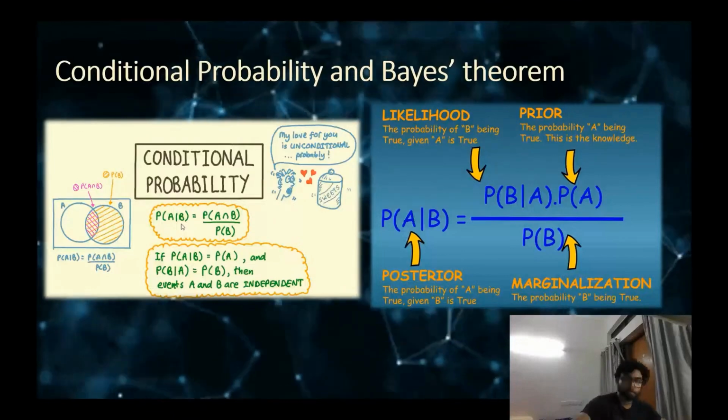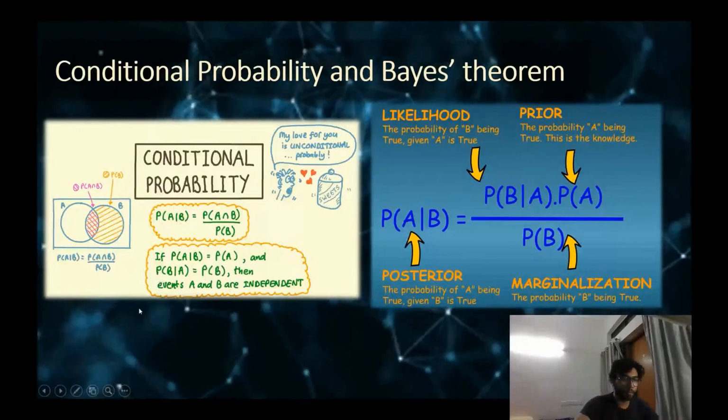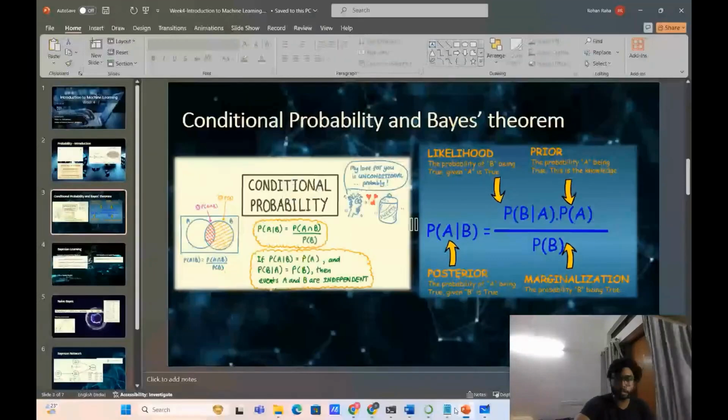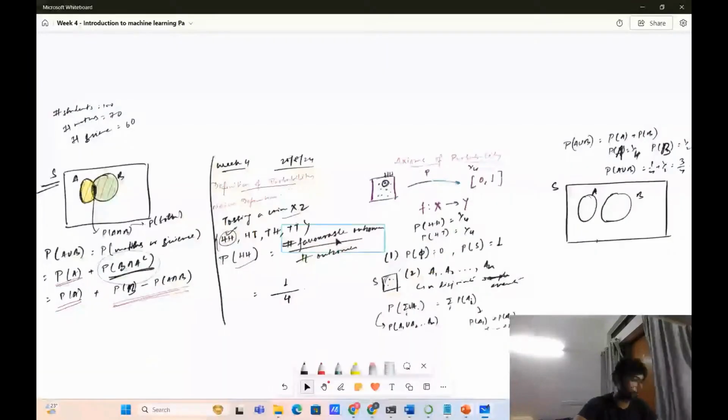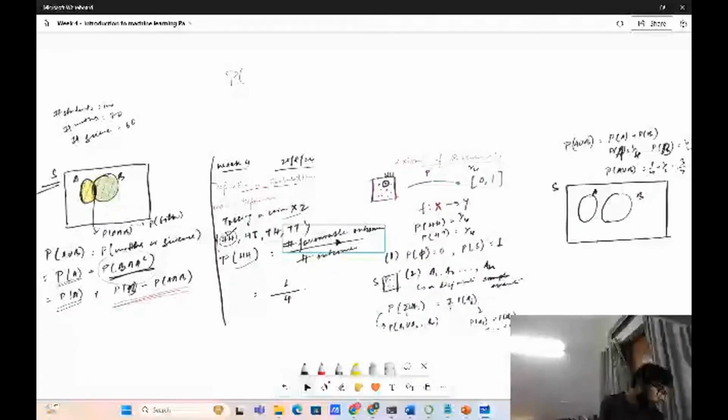So, for example, if I go back to my tossing of coin example, right? If I know that out of the two coins, the first coin is heads for me, okay? Then what will be the probability that the second is heads? So in this example, I want to calculate the probability that the second coin gives heads, given that my first coin is head, right?